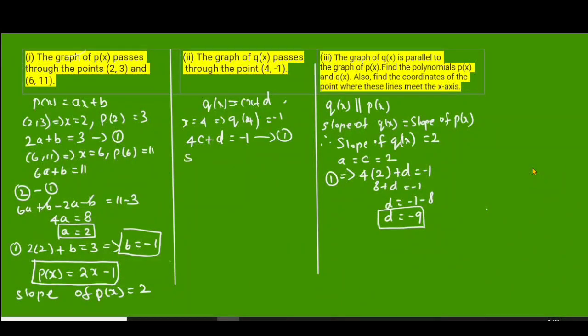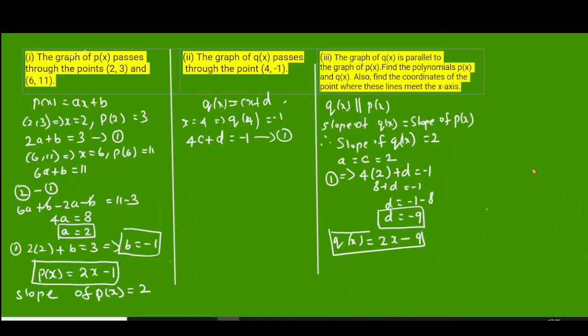Now, substitute d in 1. No need, we already got everything, a, b, c, d. So what is our polynomial? Q of x, where c is 2, is 2x minus 9. This is our Q of x.